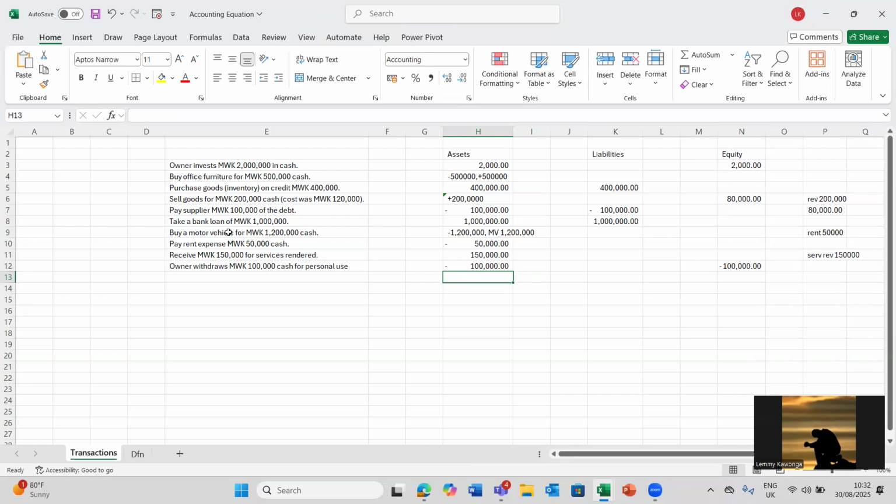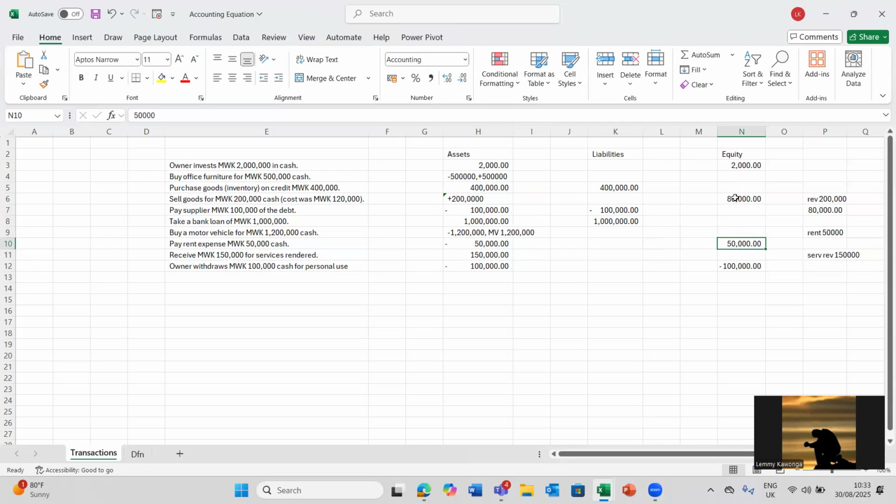So here we pay rent expense, 50,000 cash. We are saying we decrease the asset by 50,000. At the same time, what are we going to debit? We debit equity by the same amount. This one I'll explain later in other videos on the double entry, and what is equity, what are retained earnings.